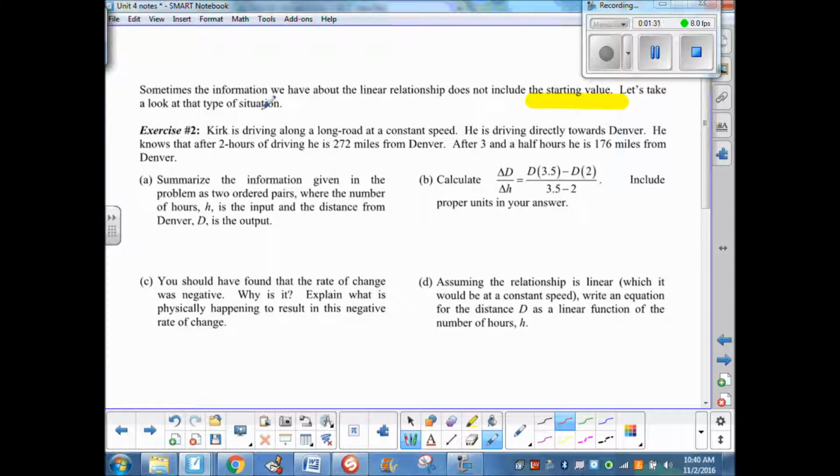So Kirk is driving along a road at a constant speed, that's pretty important. He's driving directly towards Denver, so he's at some location and he's going to Denver. He knows that after 2 hours of driving, he is 272 miles from Denver. That's not how far he's traveled. That's how far he is from his ending point. After 3.5 hours, he is 176 miles from Denver.